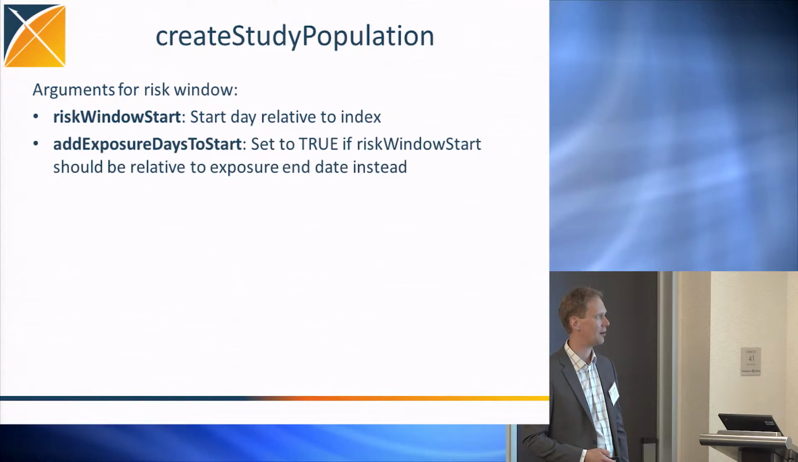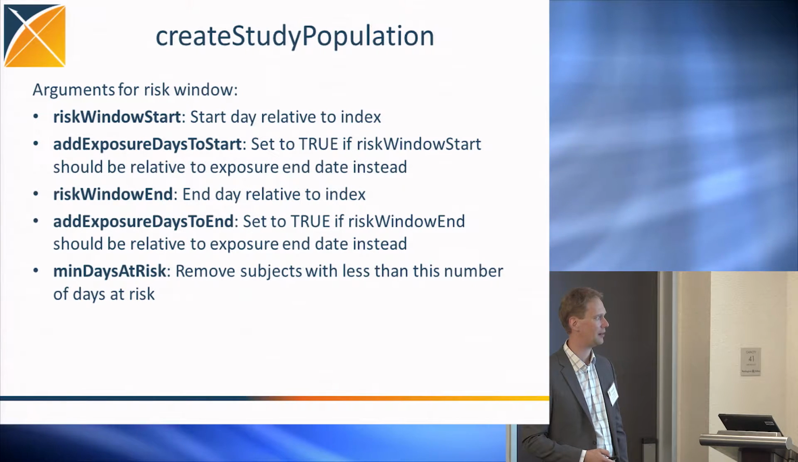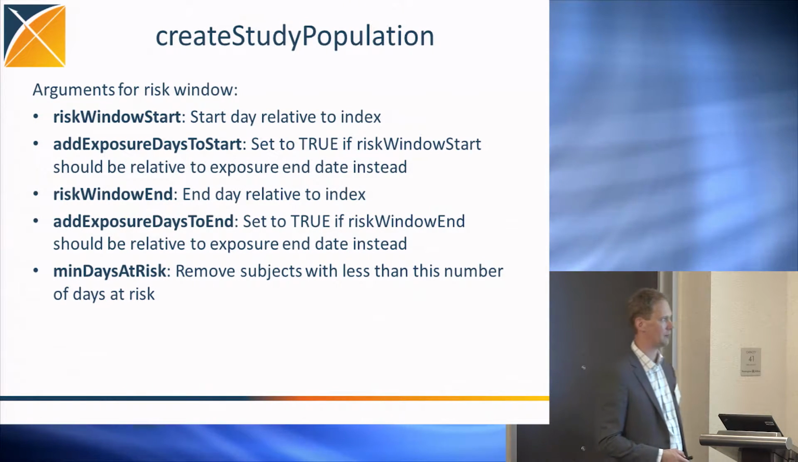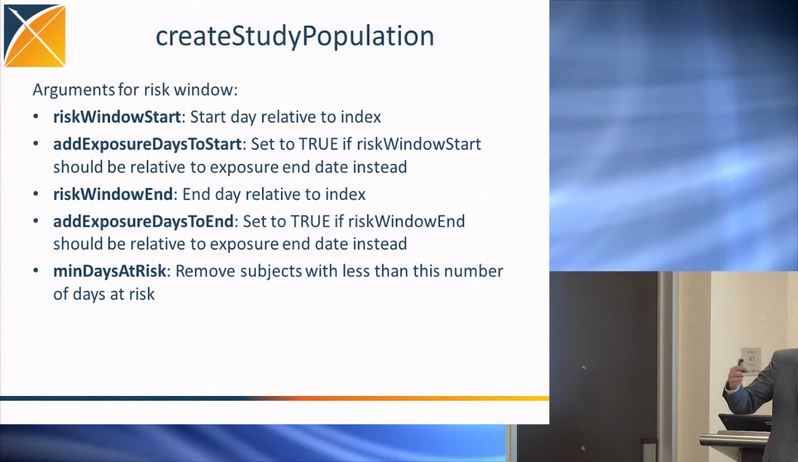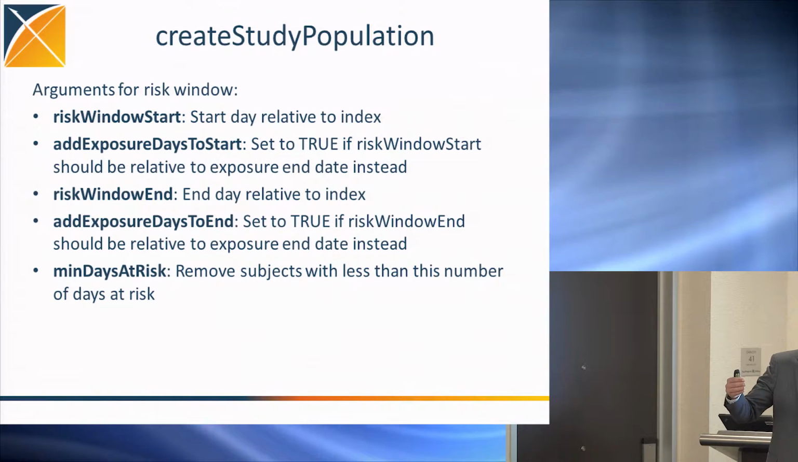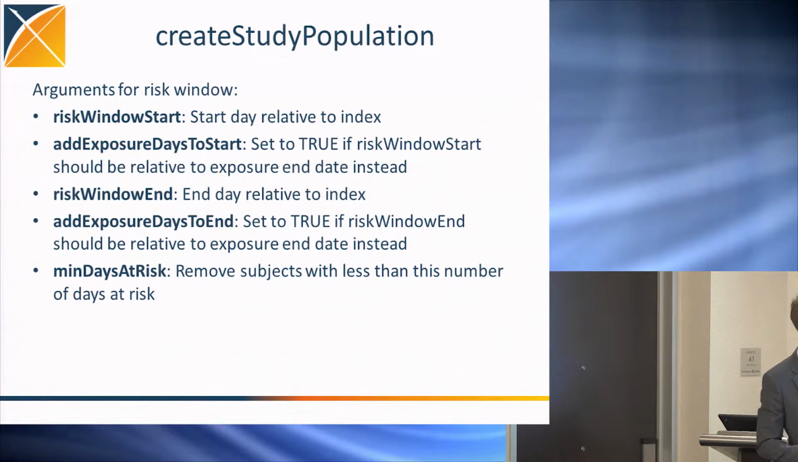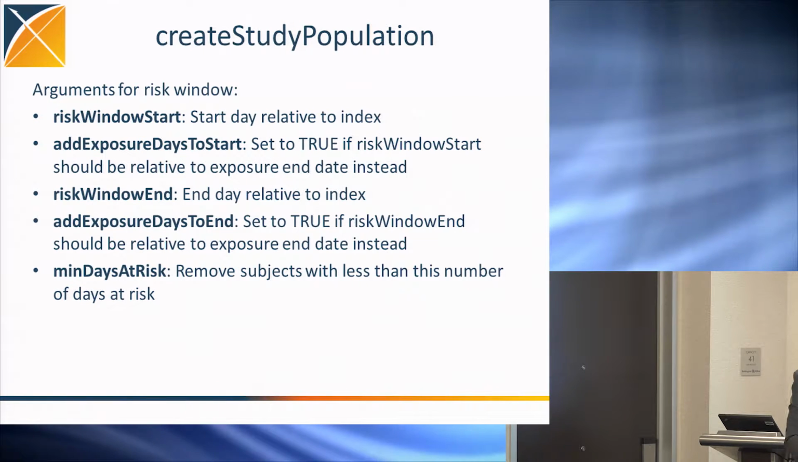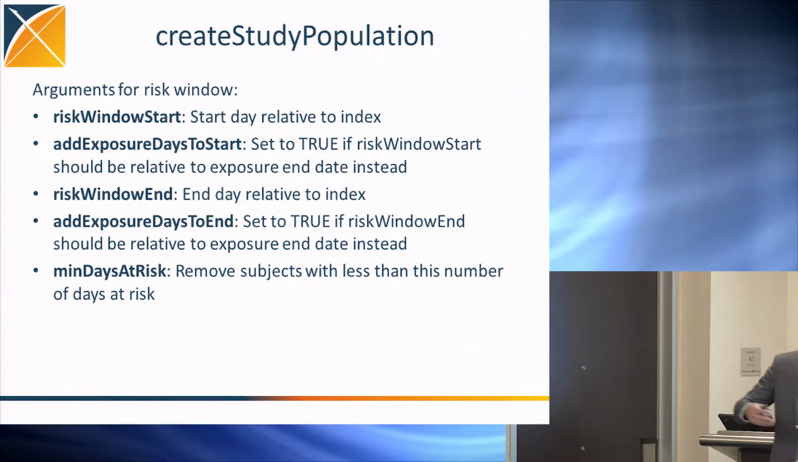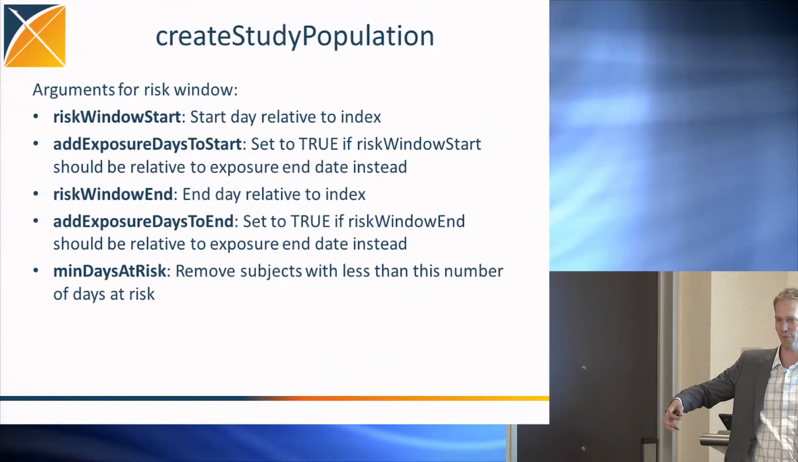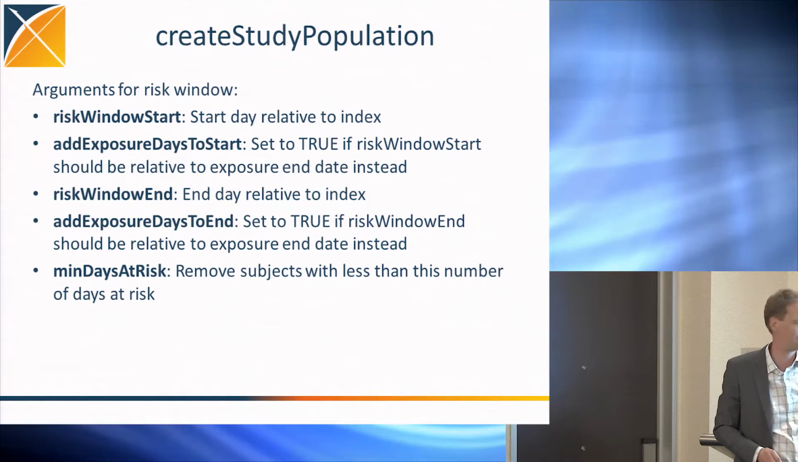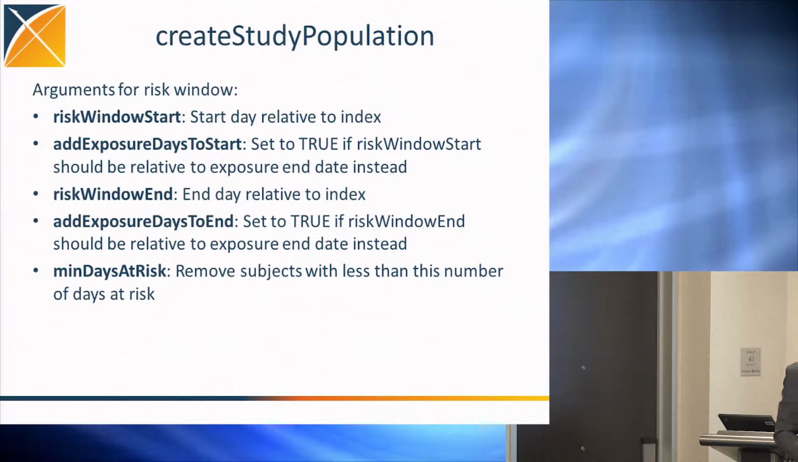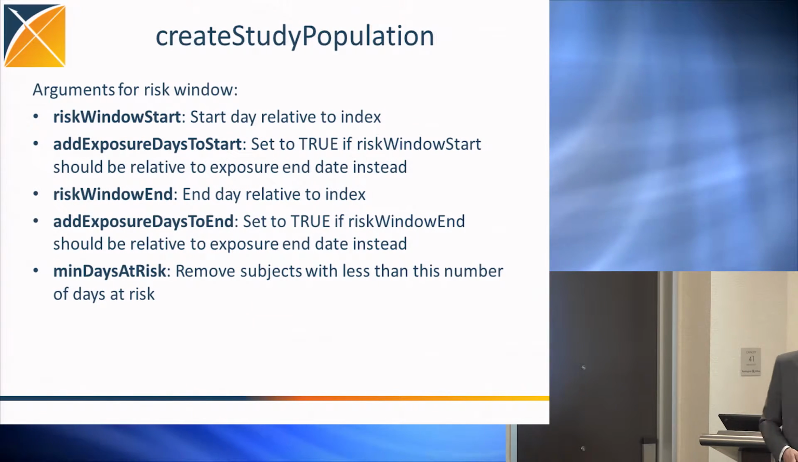All right, so we have our arguments for defining the risk window, which basically is the day that it starts, the day that it ends, and then whether or not you want to add the length of the cohort to that date. So if I say add exposure days to start, I could actually have my risk window start, for example, when people stop taking the drug, which doesn't usually happen, but you could even specify that. Usually this one is false and this one is true, and the rest are 0.